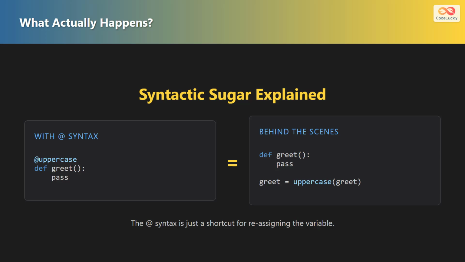But what is happening under the hood? The @ syntax is just syntactic sugar. It is a shortcut. When you write @uppercase above a function named greet, Python is actually doing this. It takes the greet function, passes it into the uppercase function, and assigns the result back to the name greet. It is effectively reassigning the variable name.